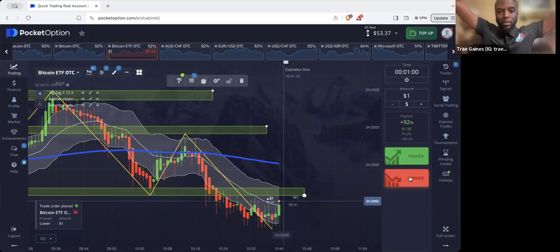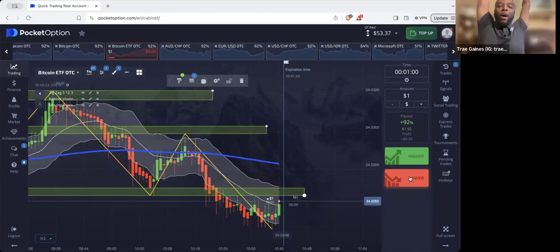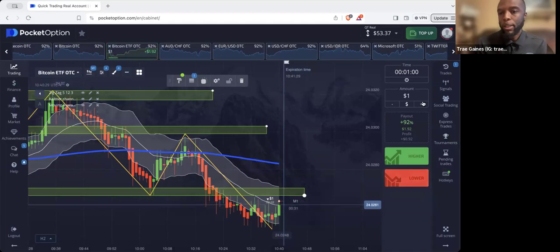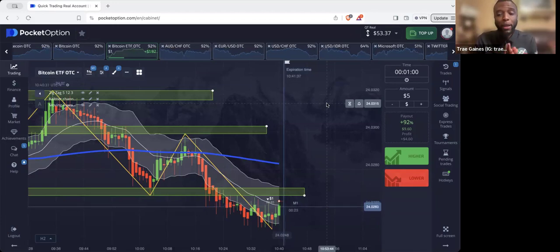Yes. And so, depending on your account, with my account my hedge amounts are 1, 5, 11, and 29. So if I lose this one, then I go 5. And if I lose that one, I go 11. If I lose that one, it's 29. So the hedge amount loss is $44.